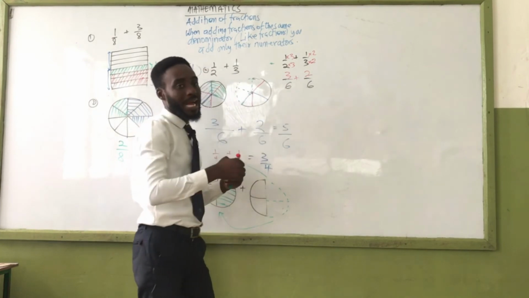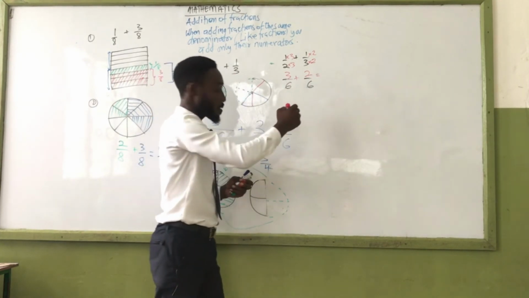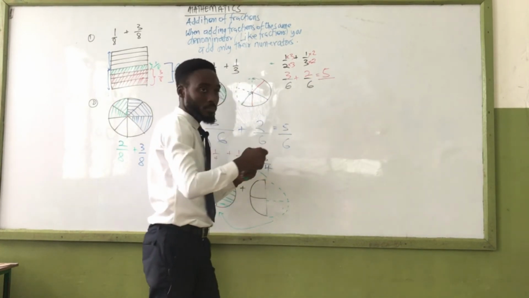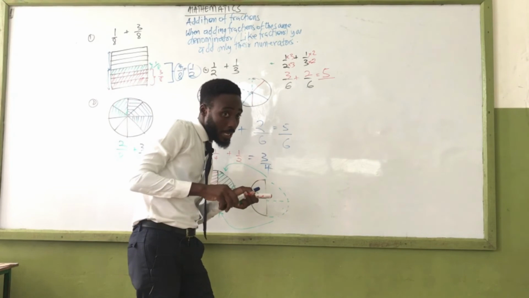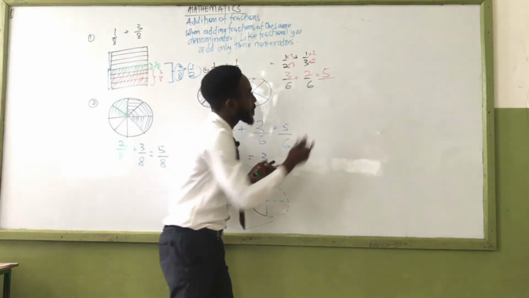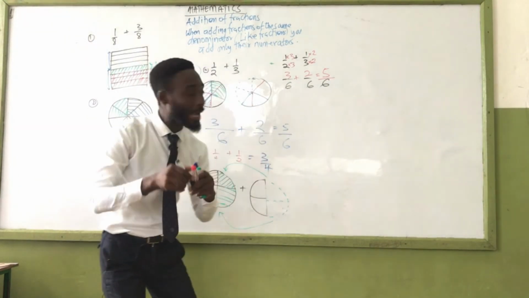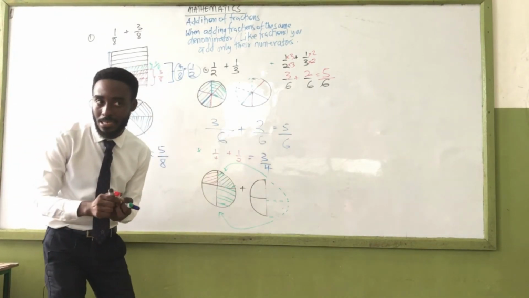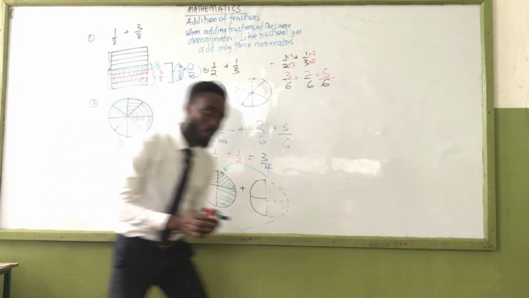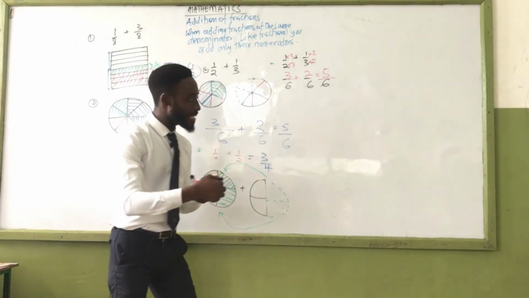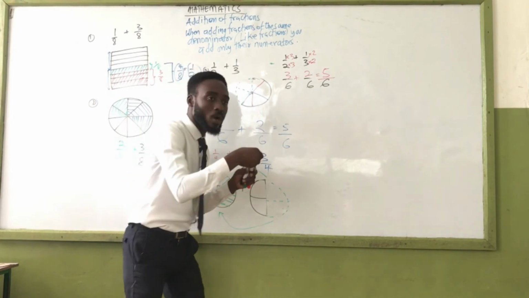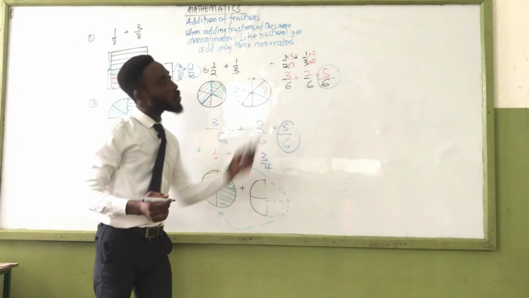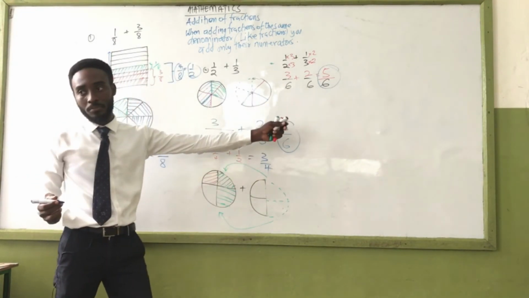So we can now freely add. What's 3 plus 2? 5. Then we maintain the denominator. Is that okay? Yes. All right. So 5 out of 6. And that relates to exactly, watch here, that relates exactly to what we did. You see, this and this are the same. So what we did graphically is what we have there now.